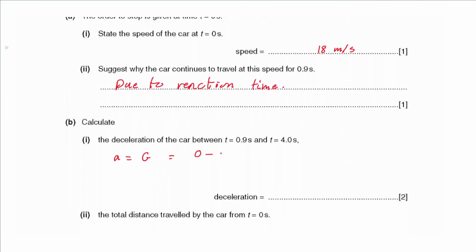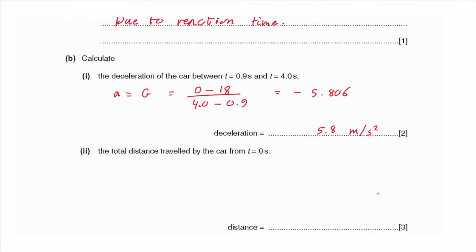So 0 minus 18, that is y2 minus y1, over 4.0 minus 0.9, that is x2 minus x1. This gives an answer of negative 5.806, which we can approximate to 5.8. Since the acceleration is negative 5.8, the deceleration will be positive 5.8, and the unit here is meters per second squared. Part II requires the total distance traveled by the car from time 0.